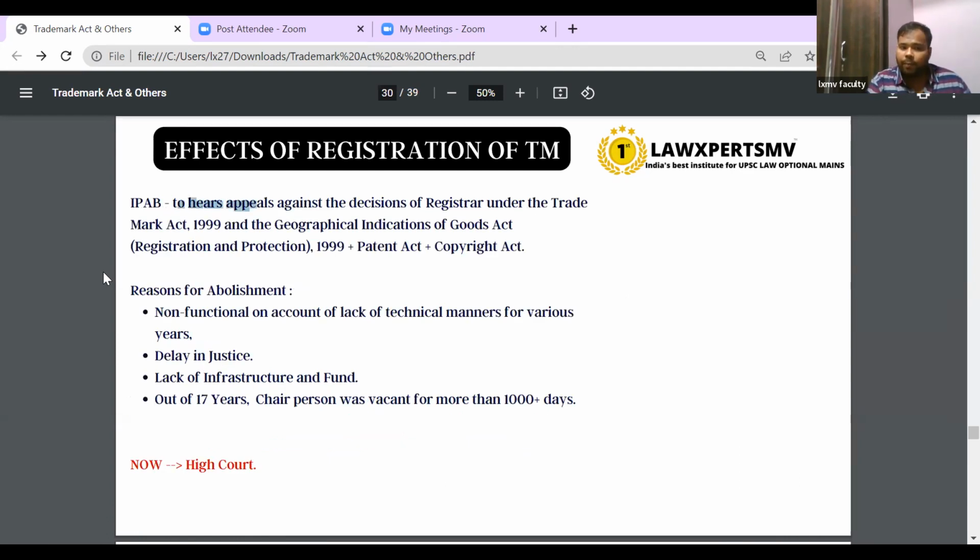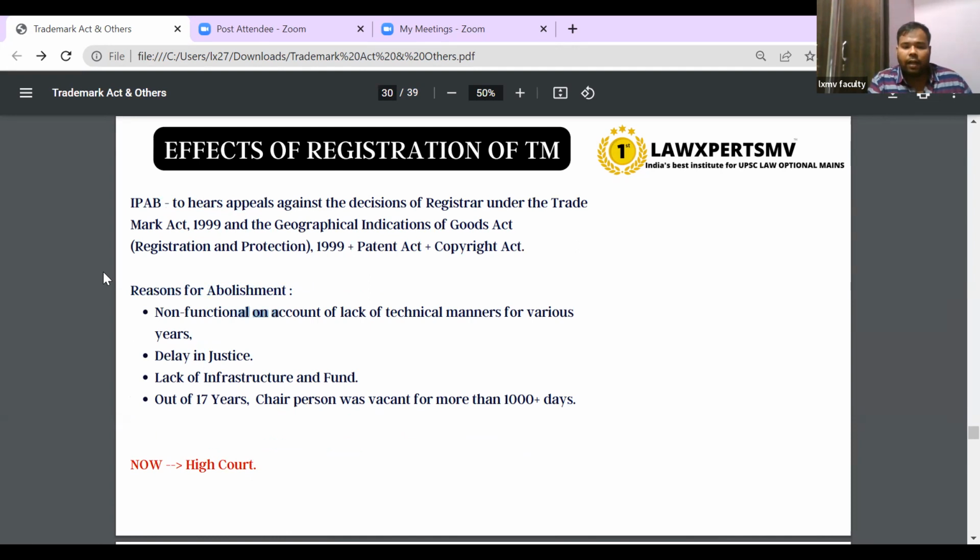So first thing, this IPAB was like an appeal mechanism for all kinds of IPR, like the Patent Act or Copyright Act or GI or Trademark Act. It is supposed to be the authority for appeal. Then you go to the High Court or Supreme Court based on what is given in the Act. So we need to understand why this IPAB is now abolished.